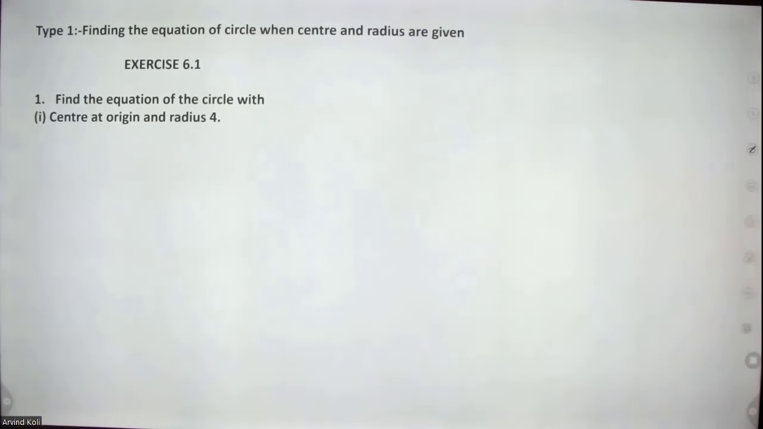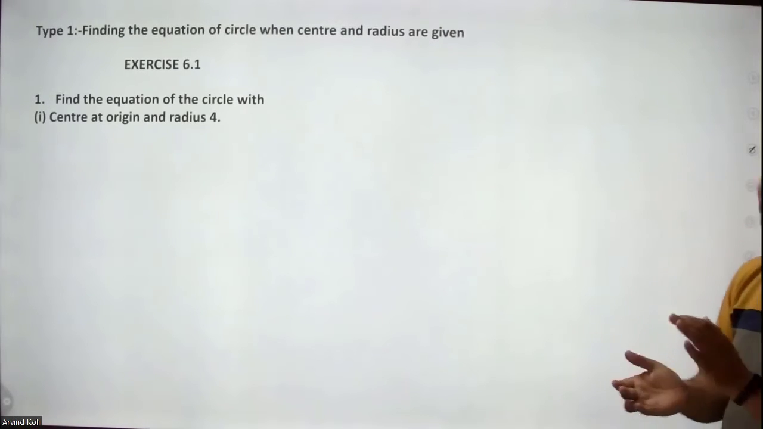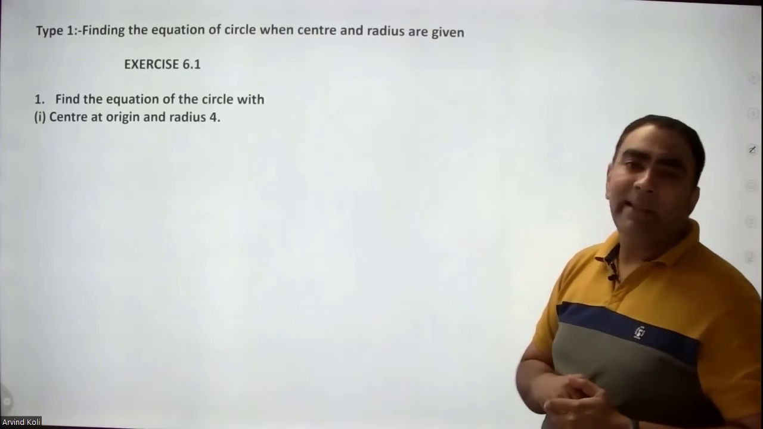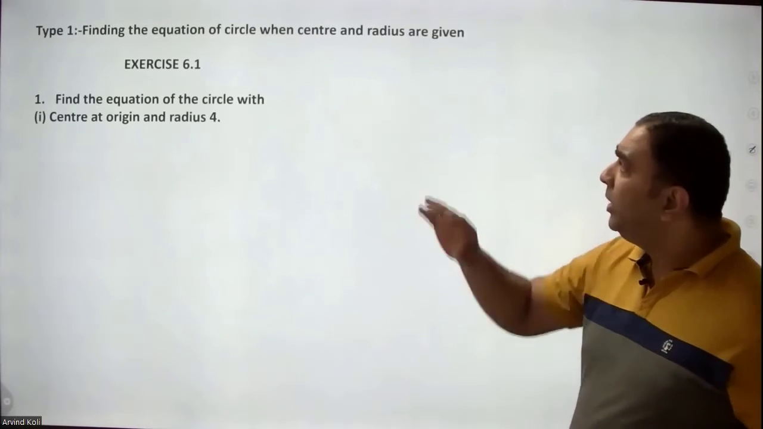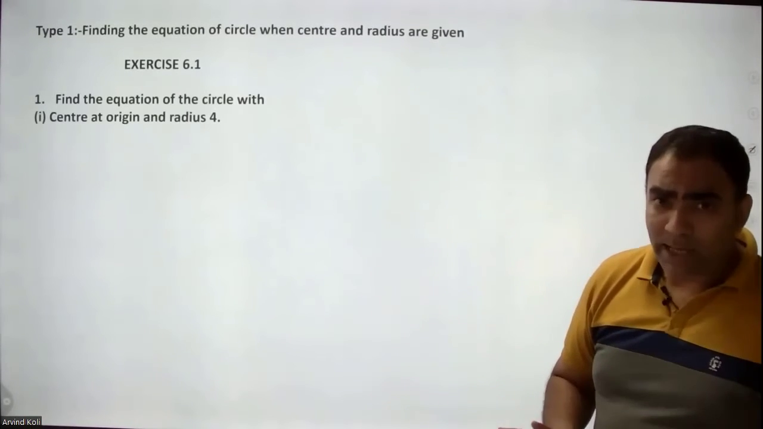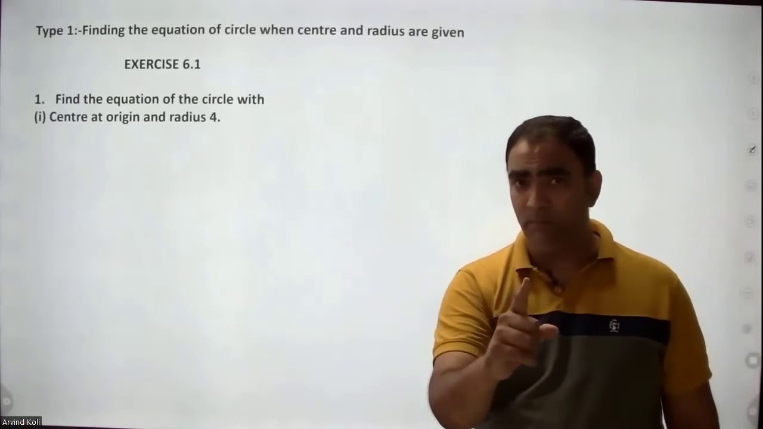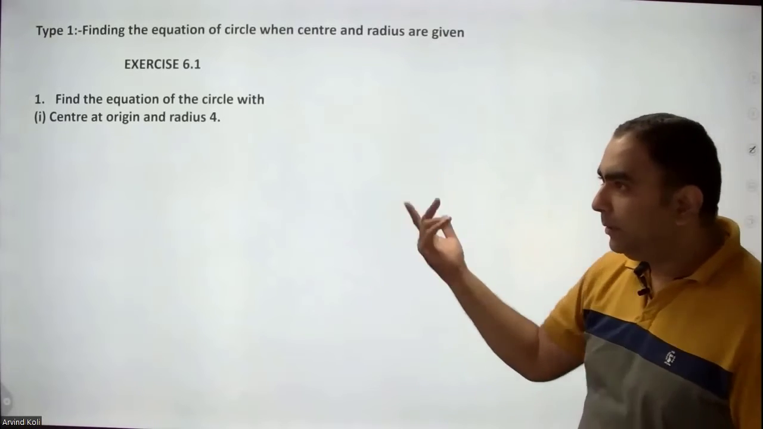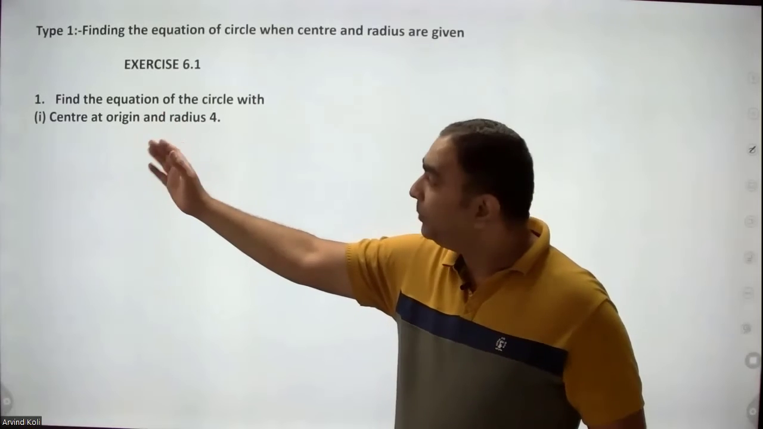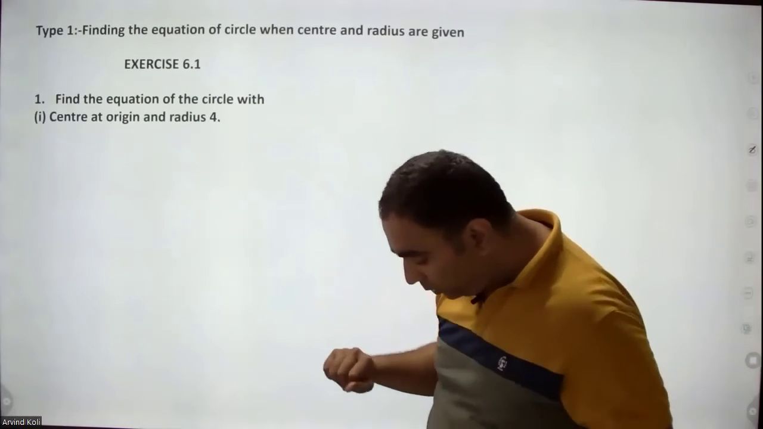Okay. Finding the equation of a circle when the center and the radius are given to us. So when we read the sum, we will be able to identify the given information in which हमें सेंटर और रेडियस दोनों दिया रहेगा. तो जब सेंटर और रेडियस दोनों दिया है, the center can be origin, understand? ओके, तो कैसे करेंगे? Find the equation of the circle with center at origin, and the radius is 4.